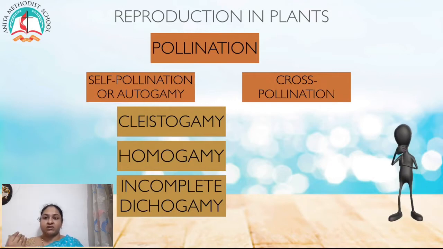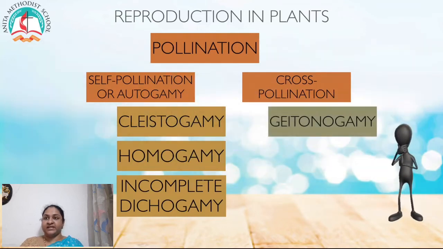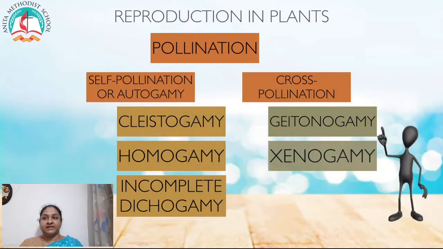And under cross-pollination, geitonogamy is when the pollen deposits on another flower of the same individual plant. It is said to be geitonogamy. And xenogamy is when genetically different pollen deposits on another flower of a different plant of the same species. Then that is called xenogamy.